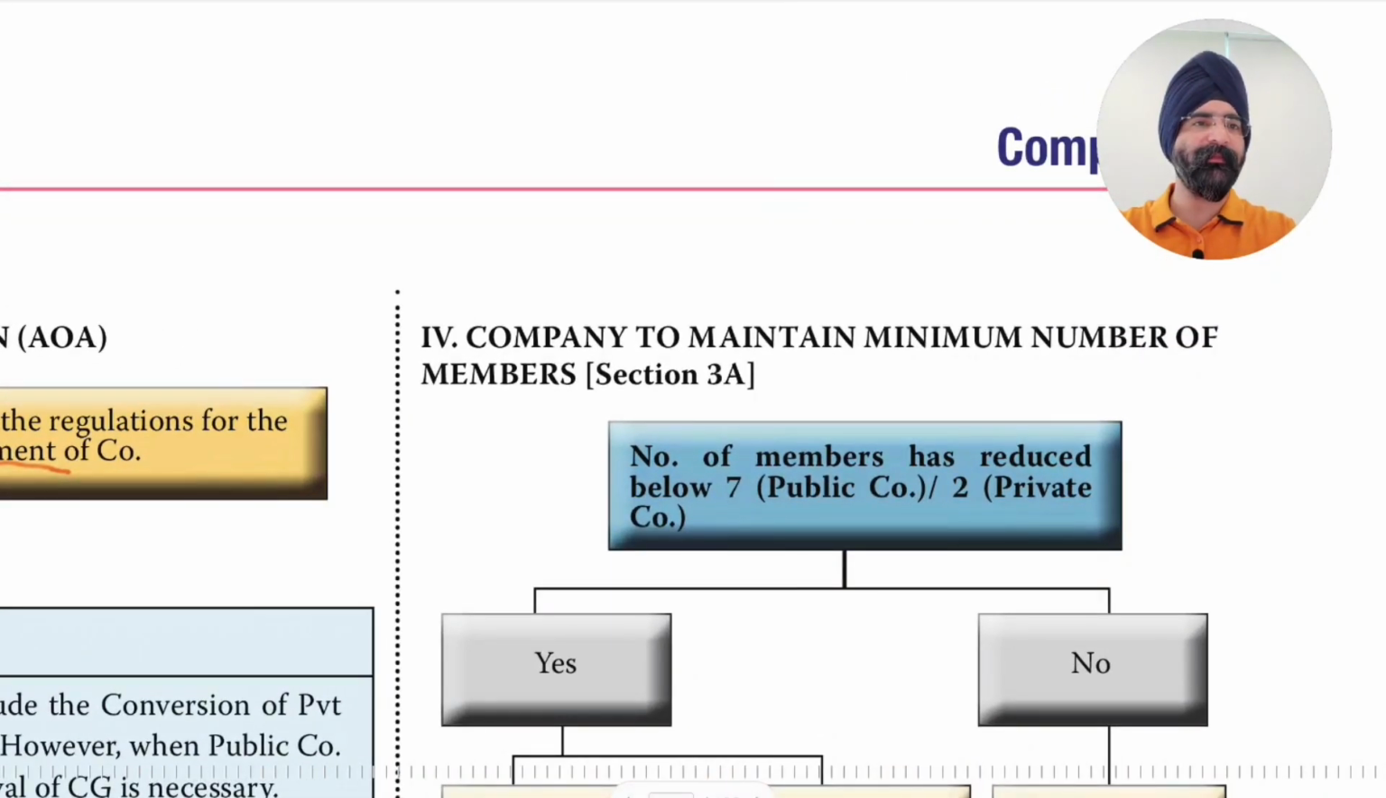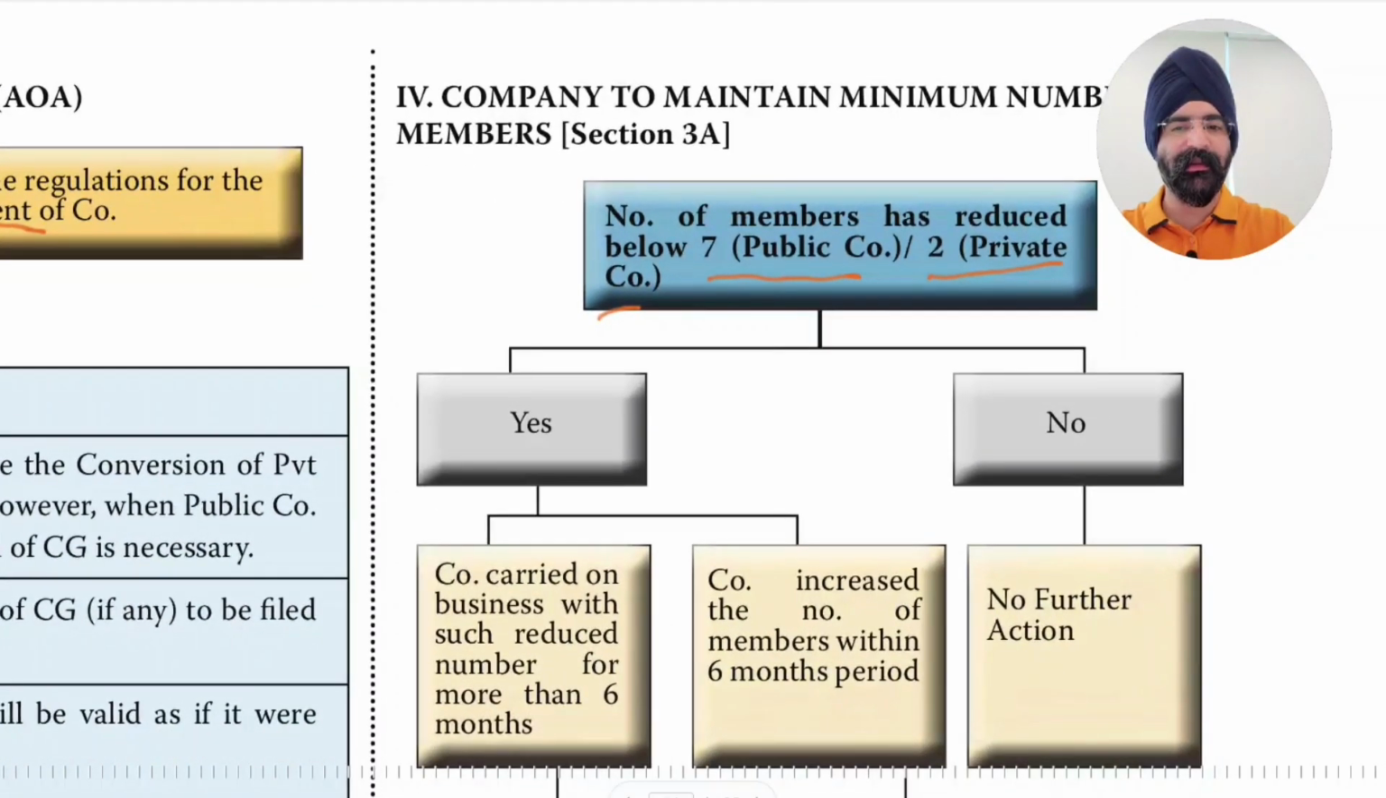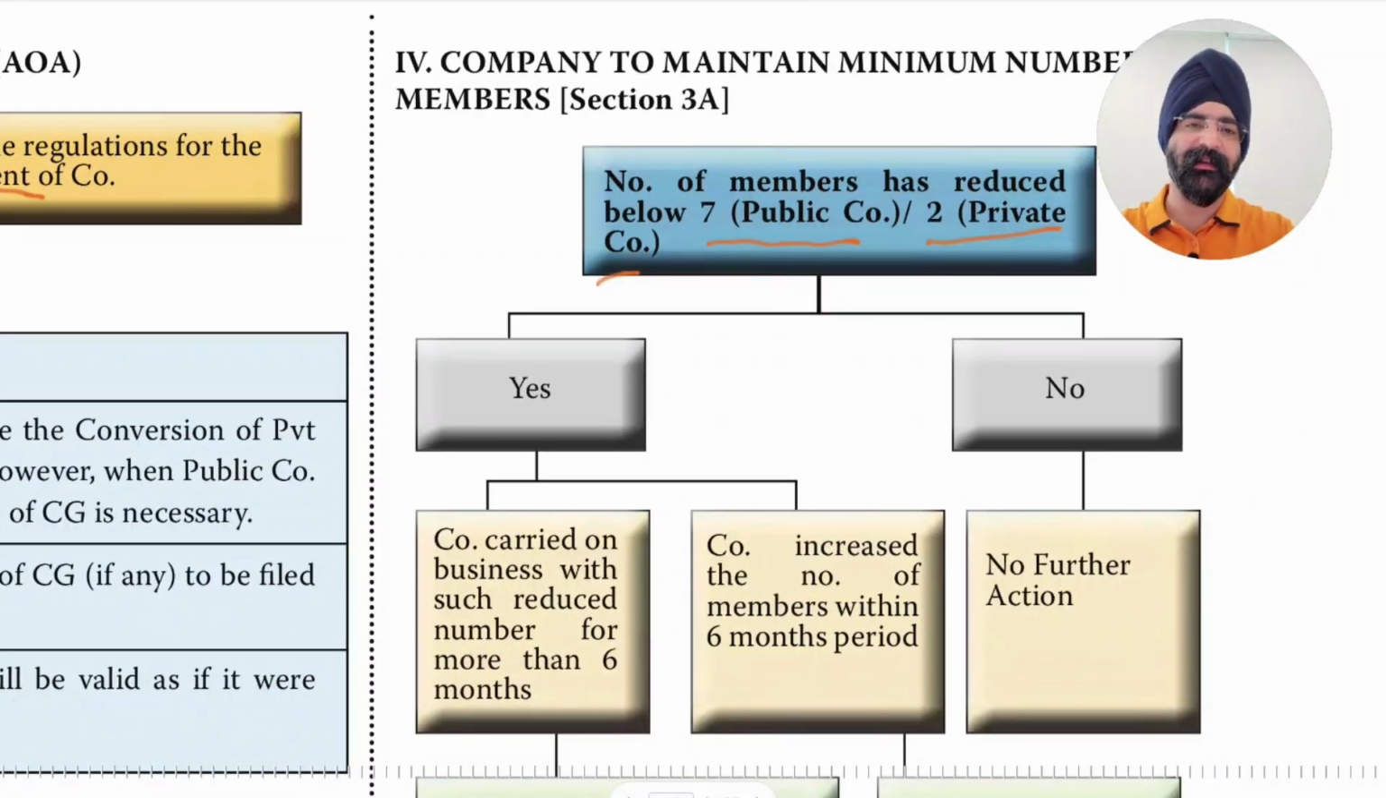Company to maintain minimum number of members. Okay. Now we discussed in our first video also the minimum number of members. What happens if the number of members is reduced below 7 in case of a public company and 2 in case of a private company. So now there are two possibilities. First, the number of members has not reduced, meaning nothing to be done, which is a normal scenario.